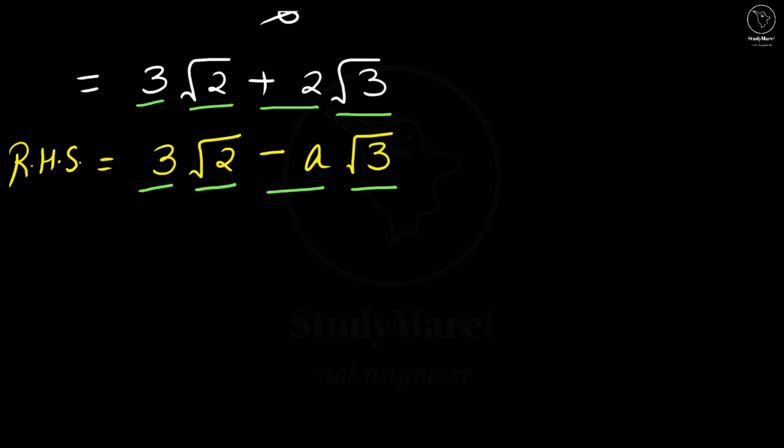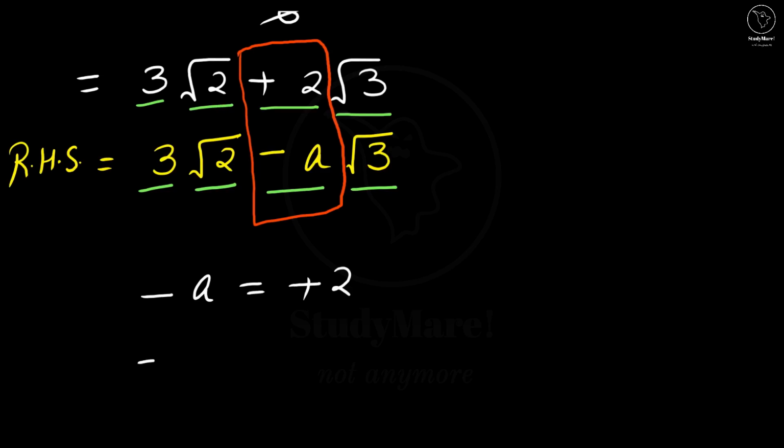Now comparing these two equations, you can see that this is the only part which is different, which means minus a must be equal to plus 2, which can also be written as a is equal to minus 2, which is our answer. So see, we have solved this question very easily.